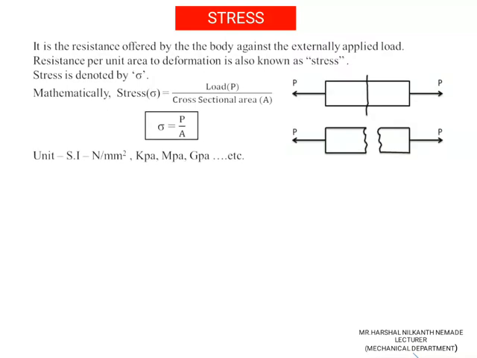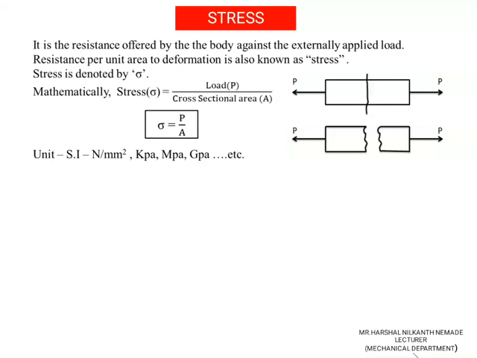Now, what is stress? It is the resistance offered by the body against the external applied load. Resistance per unit area to deform it is also known as stress. Stress is denoted by sigma. Mathematically, stress is equal to load upon cross-sectional area, means sigma is equal to P by A. SI units for stress are Newton per mm square, kilopascal, megapascal, gigapascal, etc.